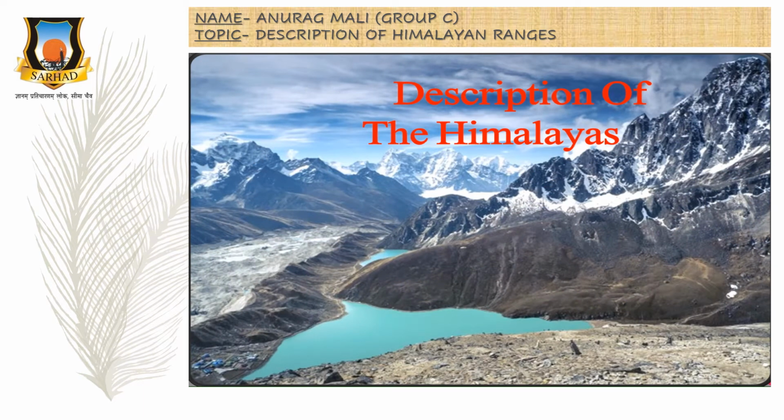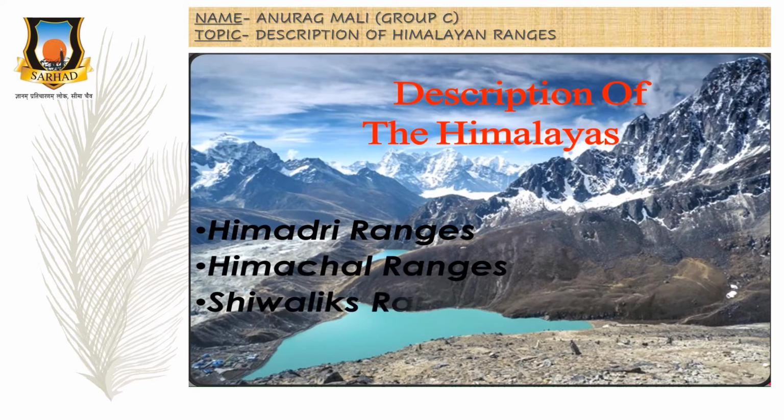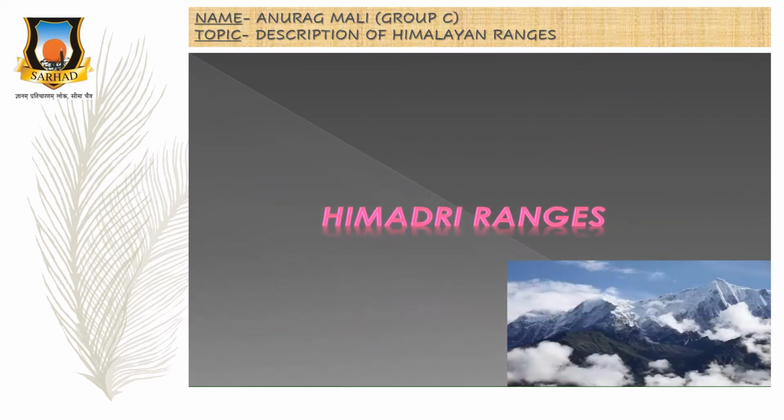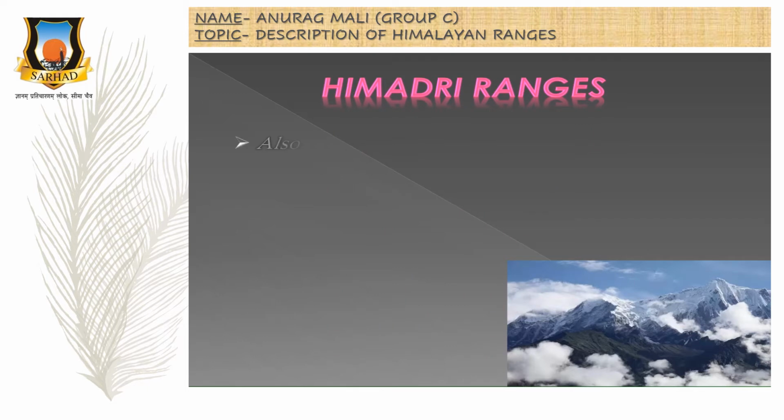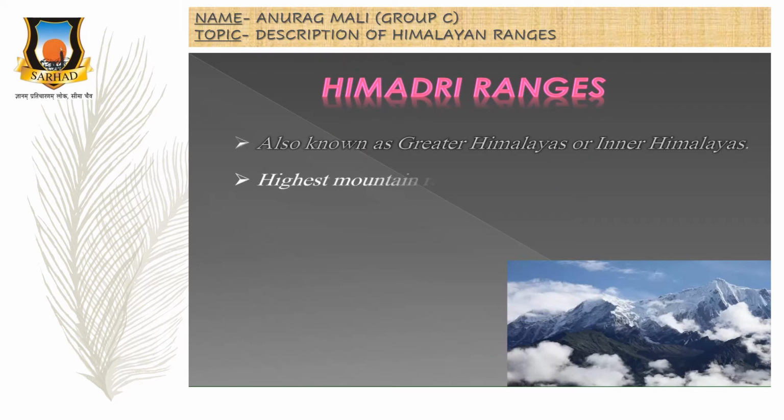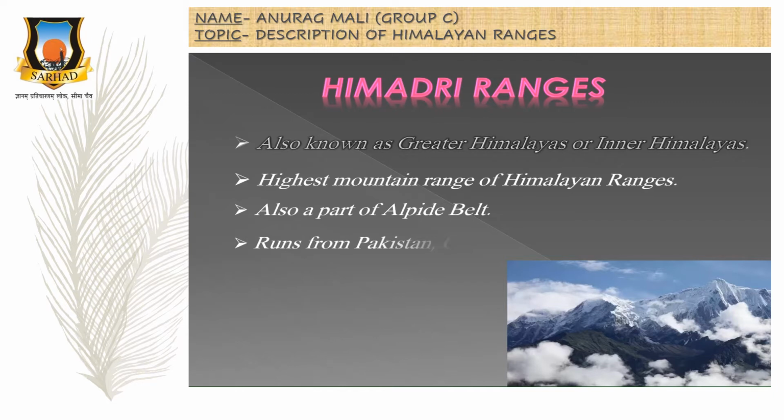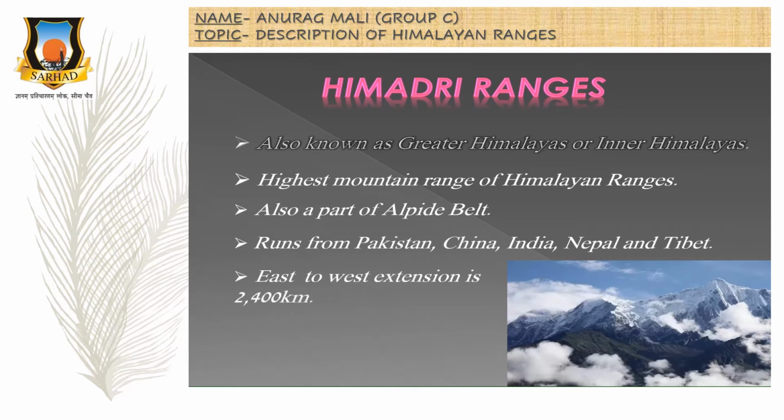I am presenting the description of Himalayas, the Himachal Ranges and Shivalik. Himadri Ranges, also known as Greater Himalayas or Inner Himalayas, is the highest mountain range of Himalayan ranges, also a part of the Alpine belt, and runs through China, Pakistan, India, Nepal and Tibet. East to west extension is 2400 kilometers. Average height is 6000 meters.